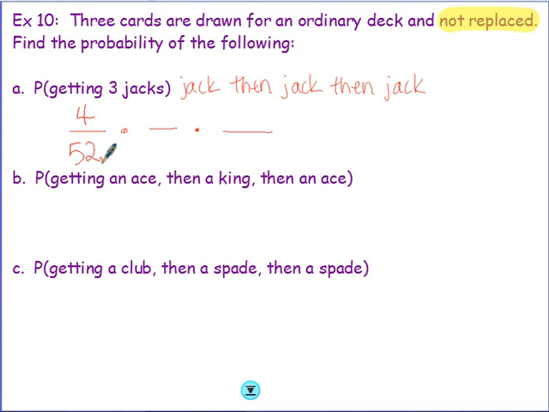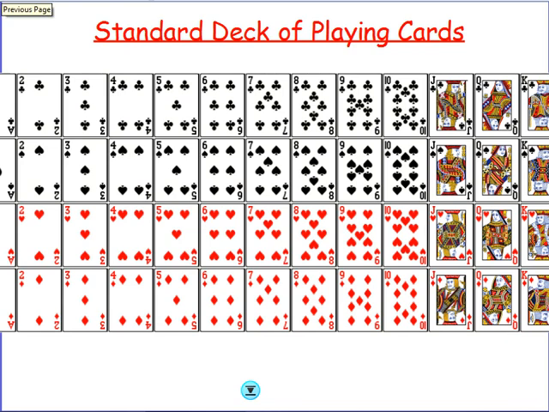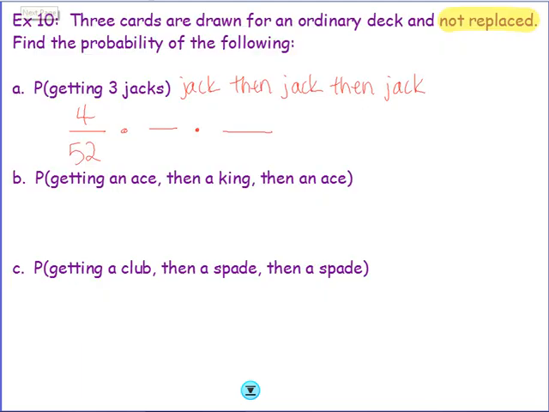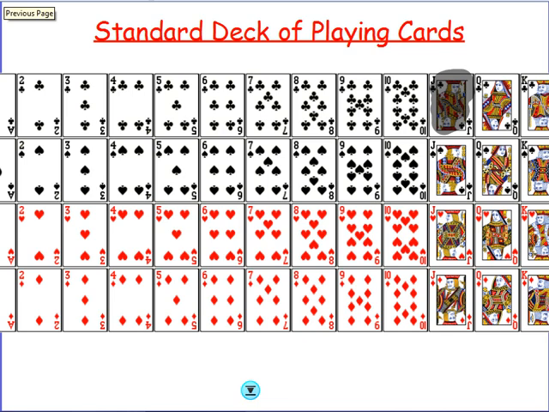But here's the deal. We drew a jack out and it's gone. So I am going to blacken out that jack. He's gone. Now for our next choice, we only have 3 jacks left. But in addition, we only have 51 cards now. So 3 jacks are now left, 51 total cards are now left. So we just pulled another jack. That's gone. We now have 2 jacks left and 50 cards.